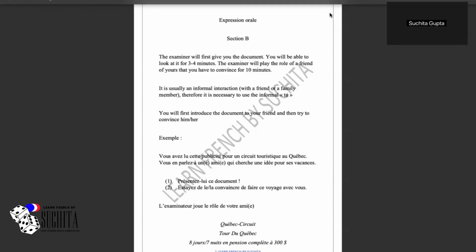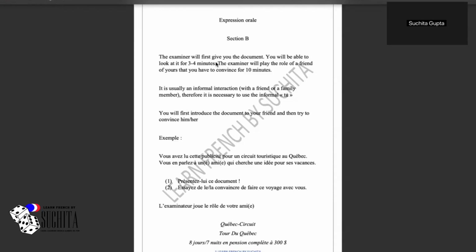be an ad, right? The difference between section A and section B is that section A is a formal conversation between you and the examiner, so you have to always call the examiner as vous. Section B is an informal conversation between you and the examiner, so you have to call the examiner as tu, right? The examiner will always play the role of a friend or a family member who shares an informal relationship with you.